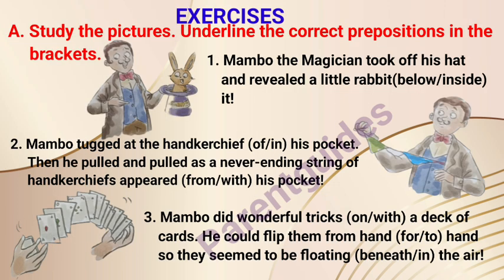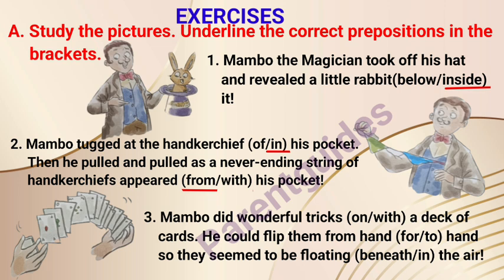Exercise A. Study the pictures. Underline the correct prepositions in the brackets. 1. Mambo, the magician, took up his hat and revealed a little rabbit inside it. 2. Mambo tugged at the handkerchief in his pocket. Then he pulled and pulled as a never-ending string of handkerchiefs appeared from his pocket.